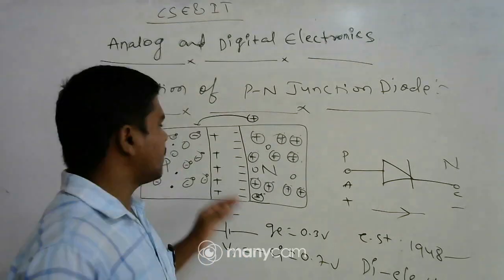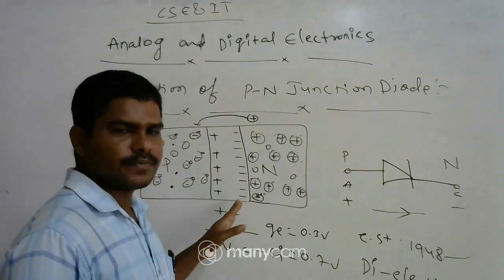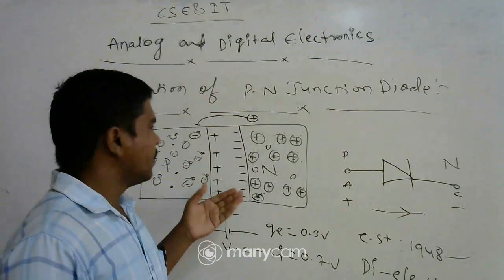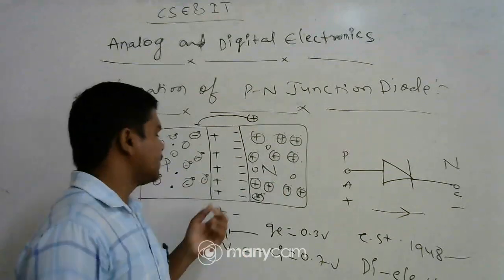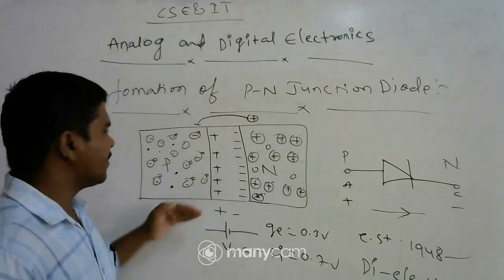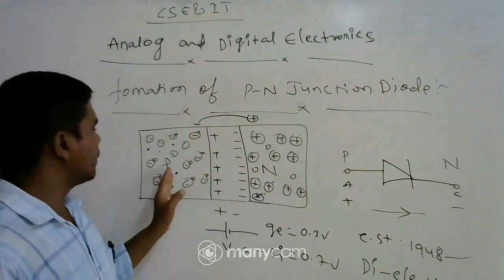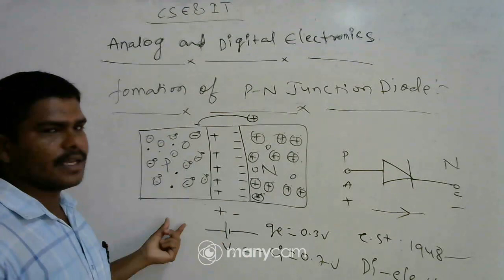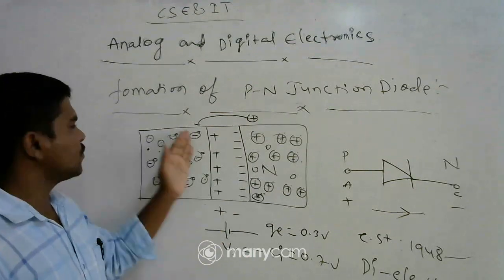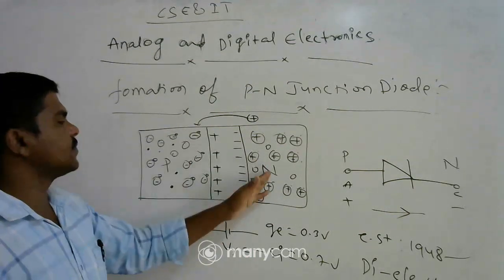See the formation of PN junction diode. Okay, P-type material and N-type material. If we make an arrangement like this, it forms the junction. So when you combine these two materials, holes try to move from the P region to the N region.